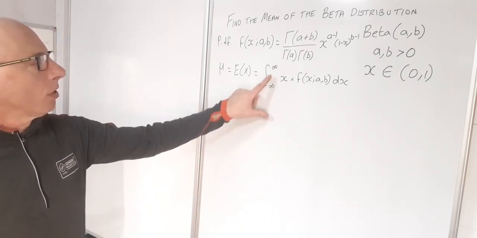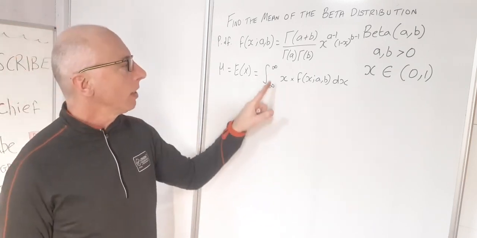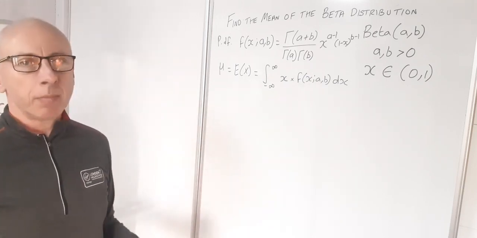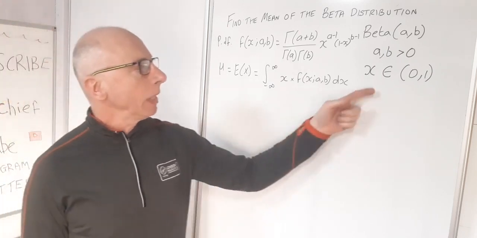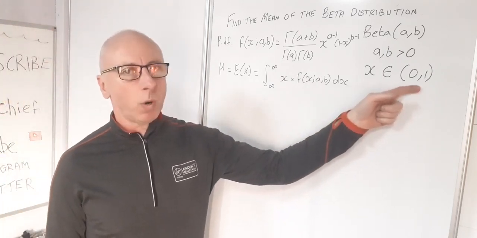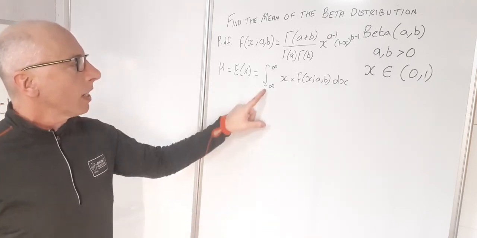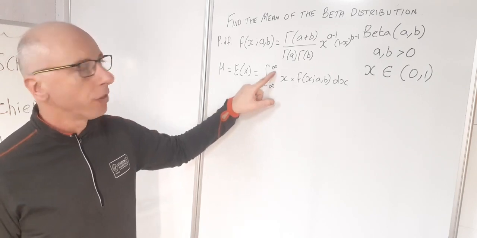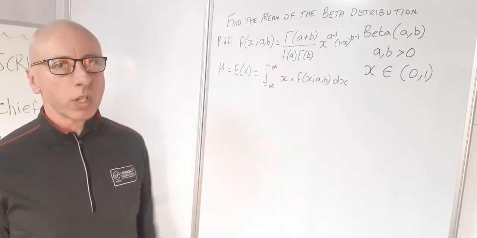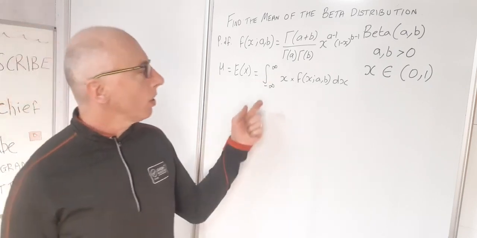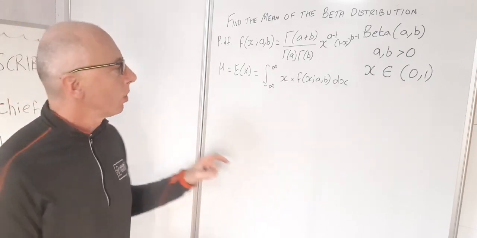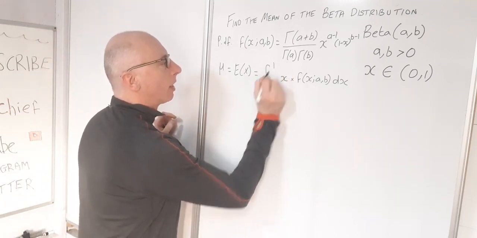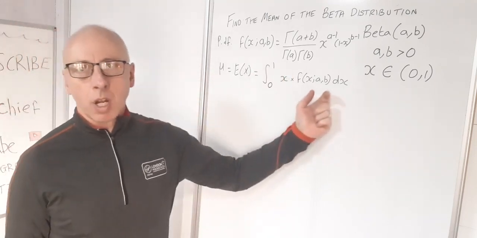Now the integral here is calculated from negative infinity to infinity for all distributions, while here we're only dealing with the beta distribution, and we know that the beta distribution goes from 0 to 1. So from negative infinity to 0, this integral is 0, and also from 1 to infinity, the integral is also 0. So we need to concern ourselves with limits of integration from 0 to 1. So we can just put them in there.